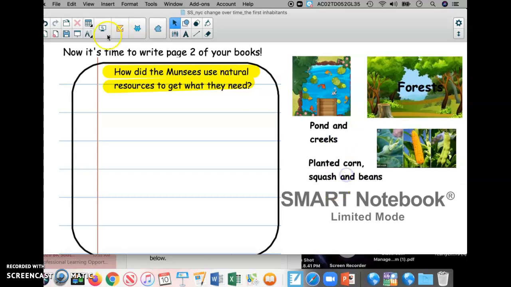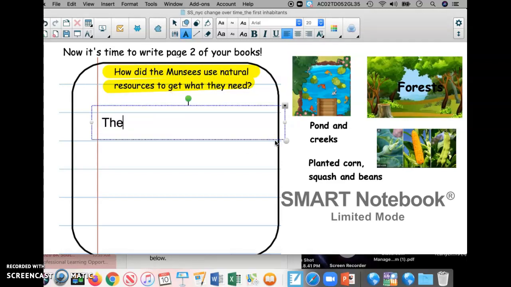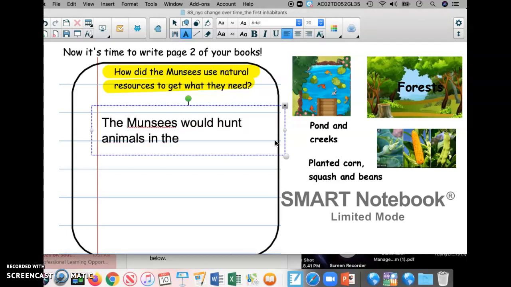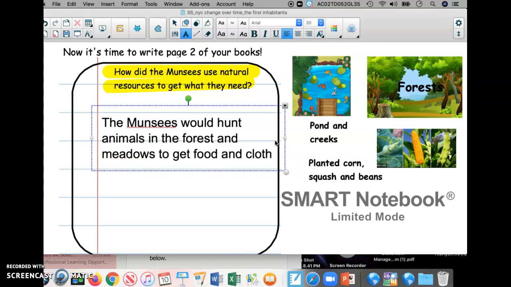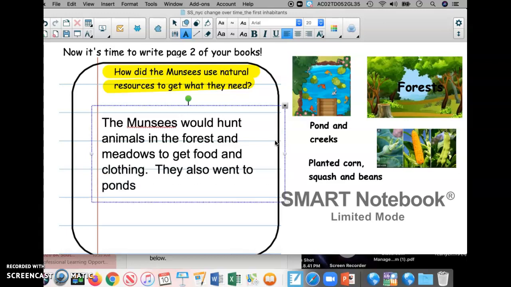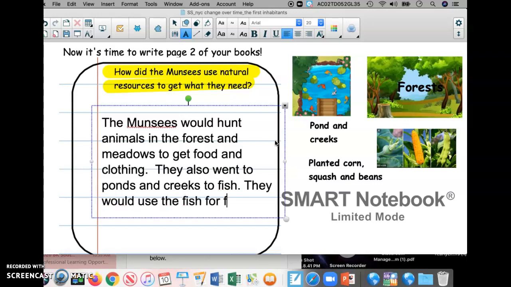So I'll just model a little example here for you guys. So I wrote, how did the Muncies use natural resources to get what they needed? So I'm going to say the Muncies would hunt animals in the forests and meadows to, why would they hunt? To get food and clothing. What else did they do? They also went to ponds and creeks to fish. They would use the fish for food.